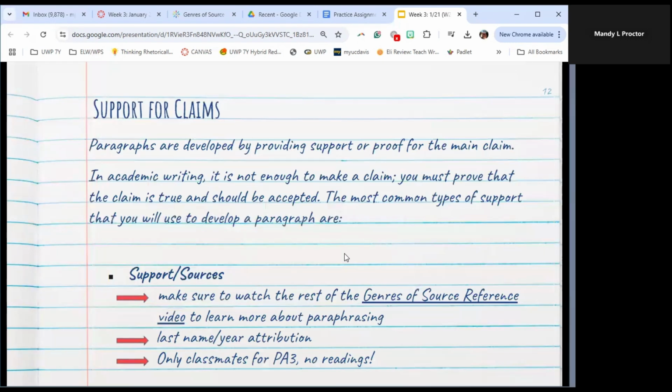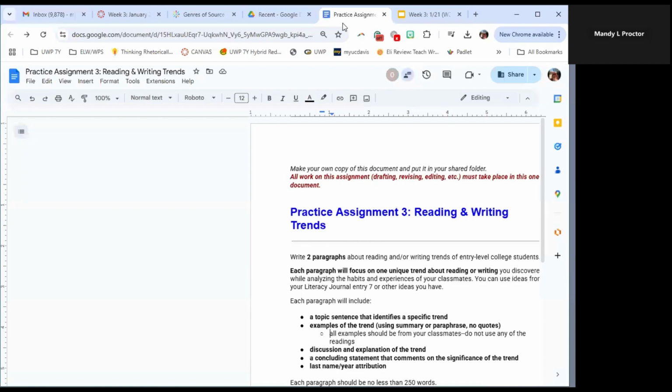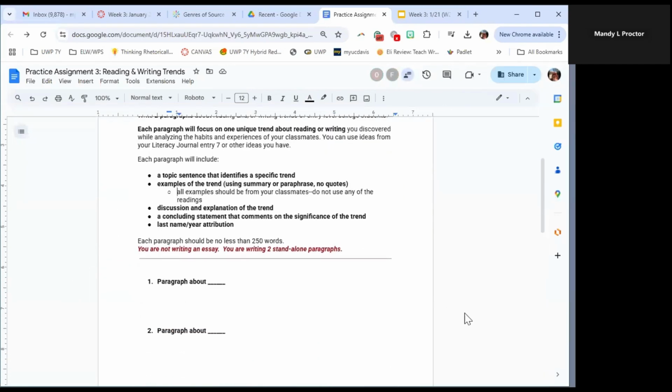So, in addition to that explanation, making some general statements and generalizations, we also need really specific support. Make sure that you're watching the genre of source reference video because I want you to learn a little bit more about paraphrasing. For this assignment, you'll see on the actual assignment sheet that I've asked you to use examples of the trend using summary and paraphrase, no quotes.